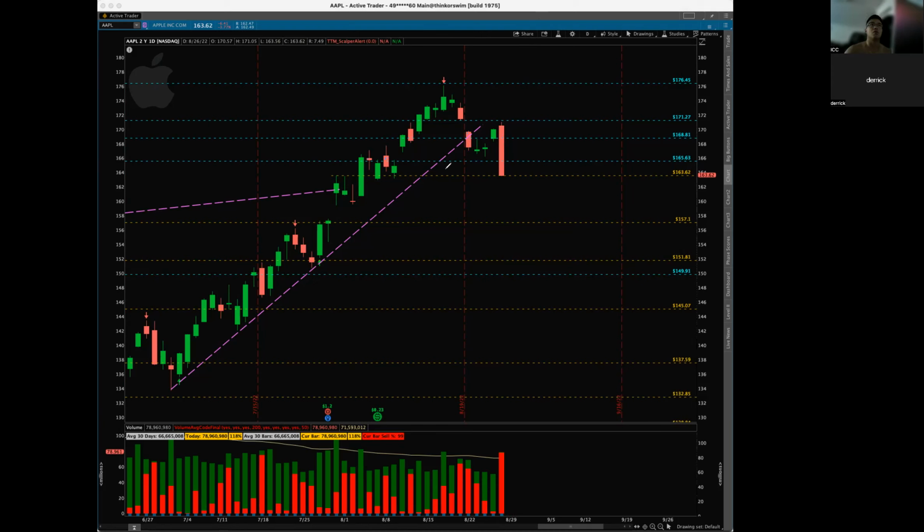So for this particular matter, since we broke out and now we are headed back down at this current price area, you want to consider this might be a retest.